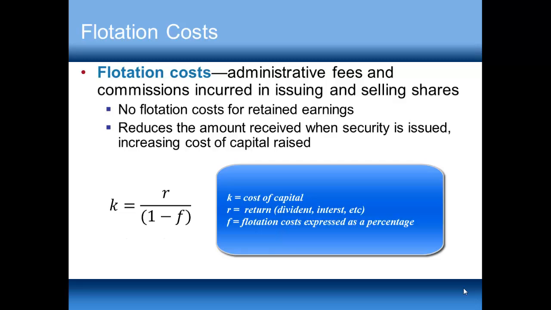It actually reduces the amount that you received from a security. In other words, if you're selling shares for $1,000, you actually do not receive the whole $1,000 because you need to pay commissions. You're actually earning a bit less. So in order to incorporate flotation fees, we'll have this equation down here where K is the cost of capital, R is just a generic form for the return, and we're going to divide it by 1 less the flotation fees.